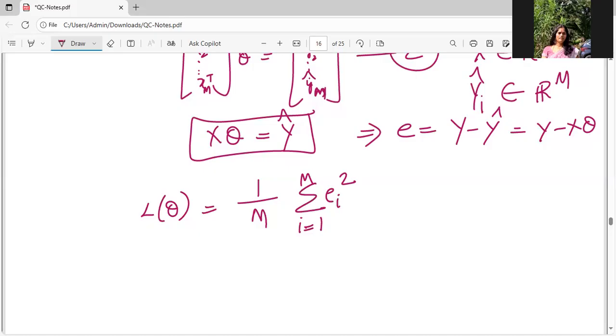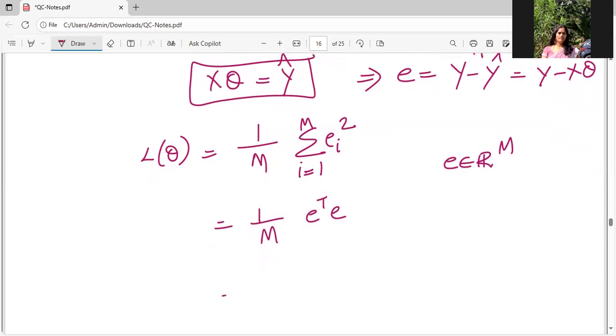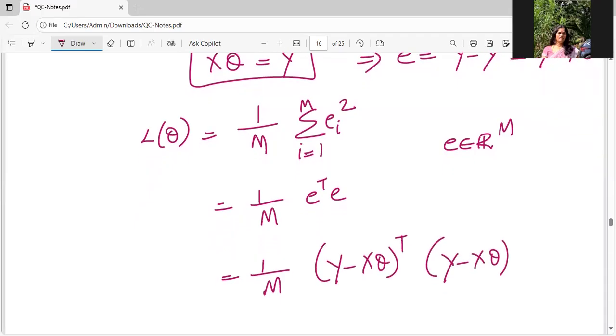Okay, the previous loss is nothing but the average of the dot product of the error vector with itself. What I mean to say is e belongs to R^m. It's a vector, right? It's a dot product. How will the dot product look? Something like this. Yes. So I know what e is: (1/m) (Y minus X theta) transpose times (Y minus X theta). Okay.